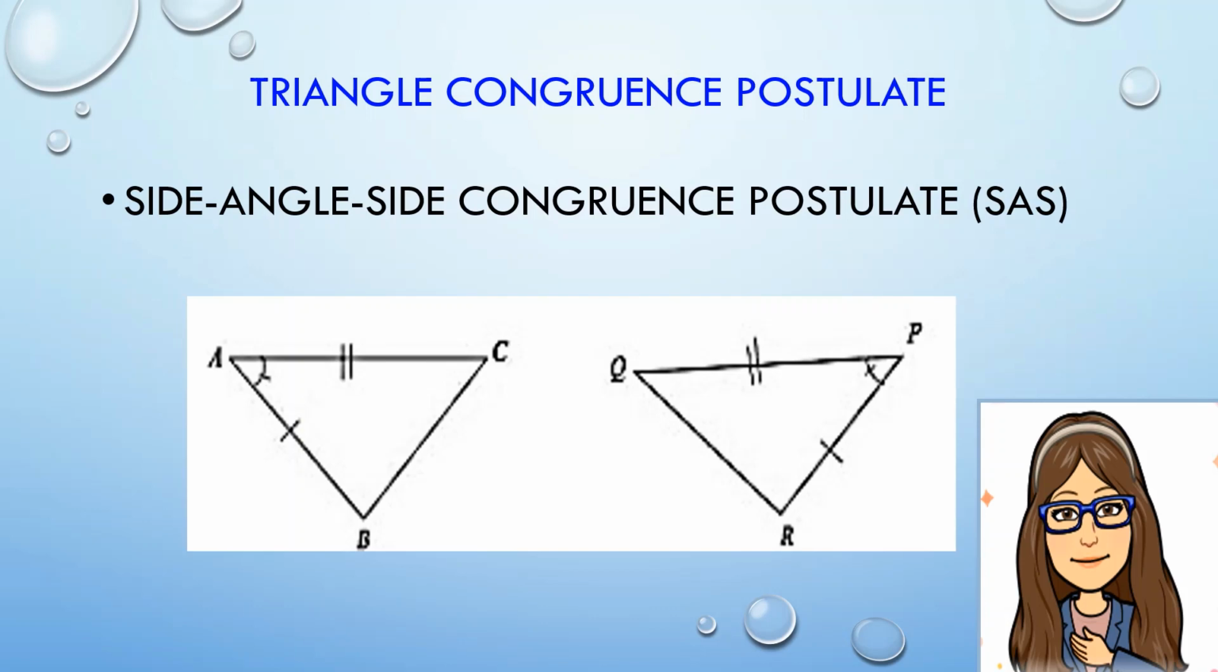In triangle ABC, angle A is the included angle of segment AB and segment AC, while in triangle PRQ, angle P is the included angle of segment PQ and segment PR. The corresponding angles, angle A and angle P, have the same number of tick marks. These two angles are congruent. So therefore, triangle ABC is congruent to triangle PRQ by SAS postulate.